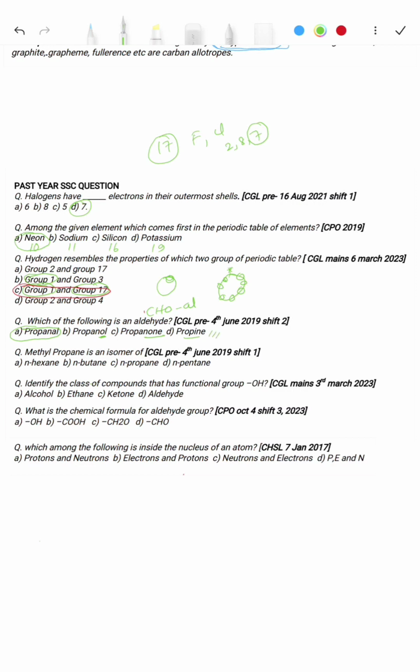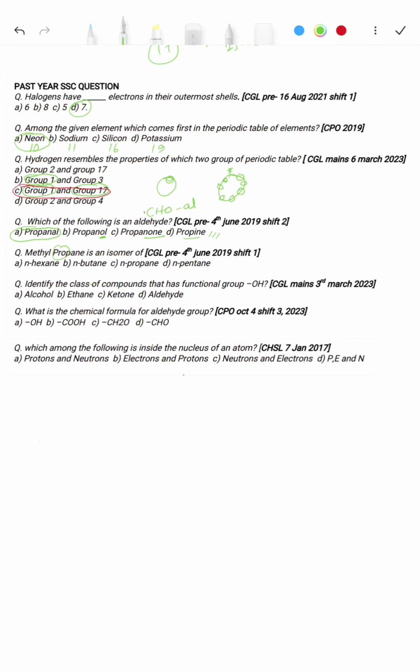Now coming to the next question: methyl propane is an isomer of, CGL 4 June 2019 shift 1. Let us first try to draw the structure of methyl propane. The parent chain here is propane, meaning 3 carbons: 1, 2 and 3. If the methyl group is attached at the end carbon here or here, it becomes butane. The only position where a methyl group can attach to propane to make methyl propane is the central carbon here. So the methyl group attaches here, and this is methyl propane. The molecular formula is C4H10, 1 2 3 4 5 6 7 8 9 10. So this is the molecular formula of methyl propane.